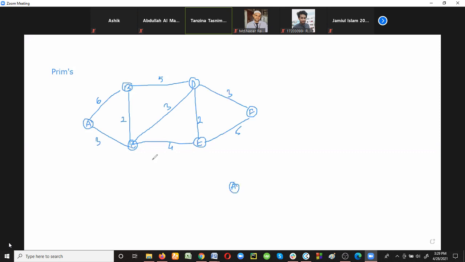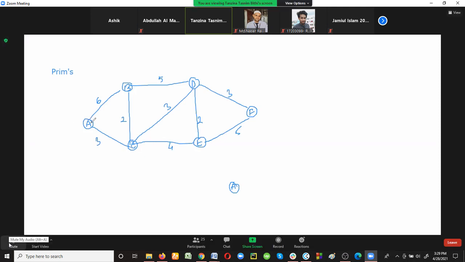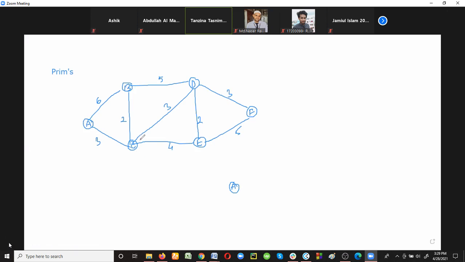Now in Prim's algorithm, we have to find out the adjacent vertices of A. So which nodes are the adjacent nodes of A? Only B and C, isn't it? Look at this graph. Which vertices are adjacent vertices of A? B and C, because there are two edges, from A to B and from A to C.